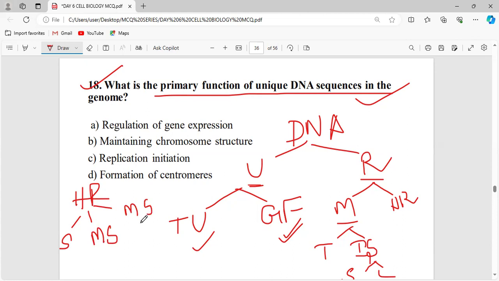And your duty is to know how many base pairs can be seen in all these types of DNA, which is very, very important. In moderately repetitive DNA, we can find approximately 150 to 300 base pairs. And in highly repetitive DNA, we can find less than 10 base pairs. And this highly repetitive DNA makes up 11% of the human genome. Okay, are you clear?